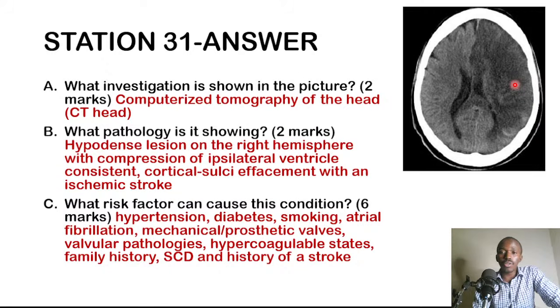Now, the risk factors of ischemic stroke, two most important things: hypertension, diabetes. You could have other things like smoking, atrial fibrillation, anything that can predispose a clot from forming. Mechanical, even prosthetic heart valves, valvular pathologies, hypercoagulable states, family history, even sickle cell disease, even a history of a stroke can present to you as a risk factor for having a stroke again.